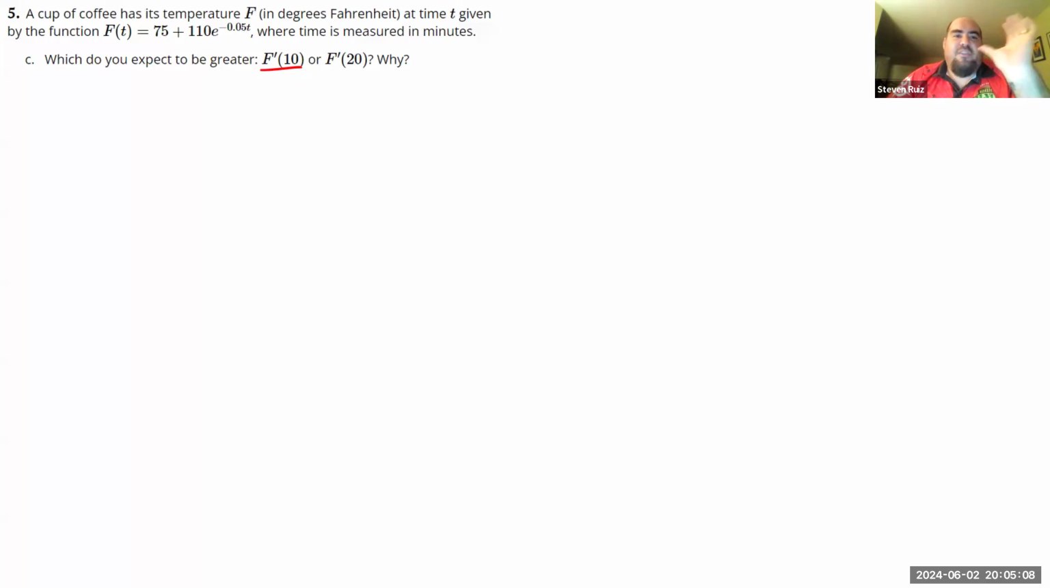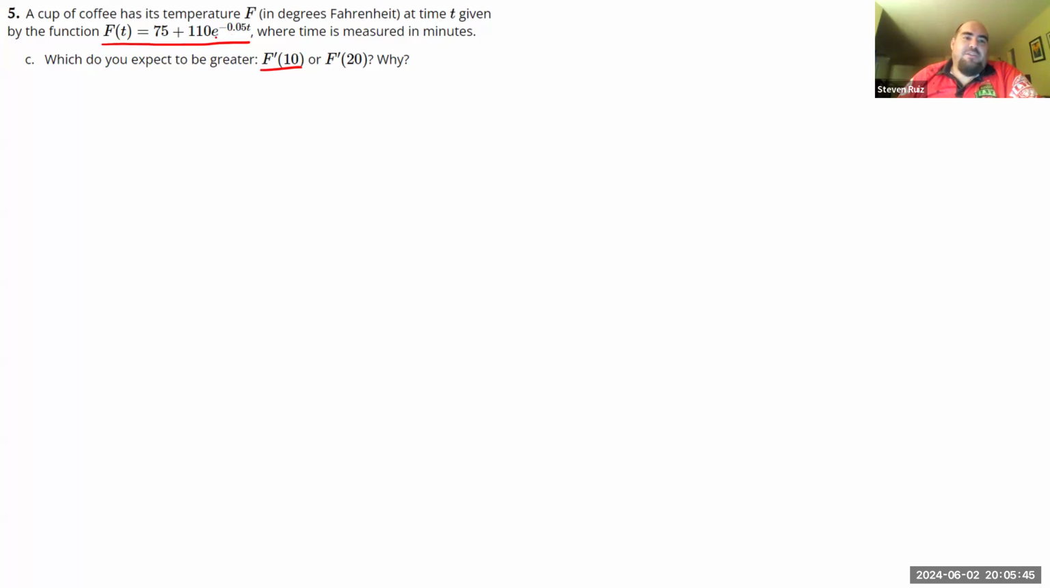And hopefully that makes a little more intuitive sense that, for earlier times, the cooling rate is going to be more rapid. It's going to be cooling down at a faster rate. So that's one way I could say that I think f prime of 10 is going to be greater. For another, and there's probably so many ways to interpret this, and I by no means think I'm going to come up with all of them, but another way is to look at this function. I am not going to graph this, but you're more than welcome to if you want.